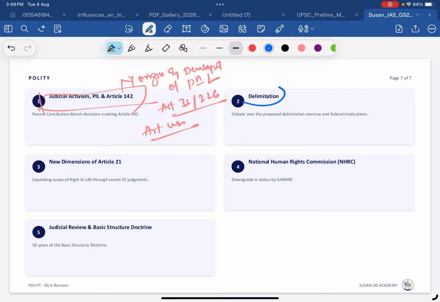And the most important other topic, which can come directly in our Mains 2026, is delimitation. Why? Because in the last 2-3 months, in May or April, the government tried to introduce a delimitation act in Parliament, but that bill was dissented by opposition members, and it has not become an act. So we have to know this: Article 82 and Article 170, and the Delimitation Commission.